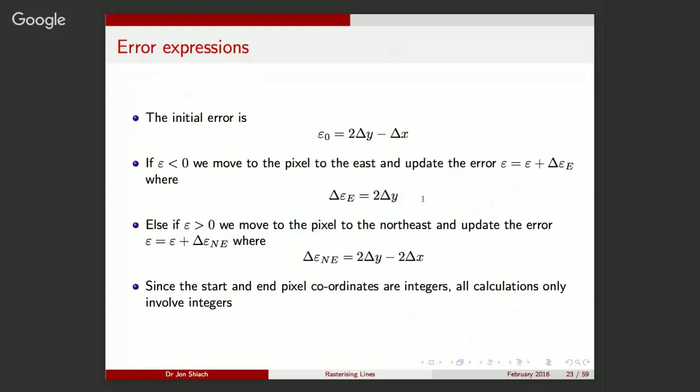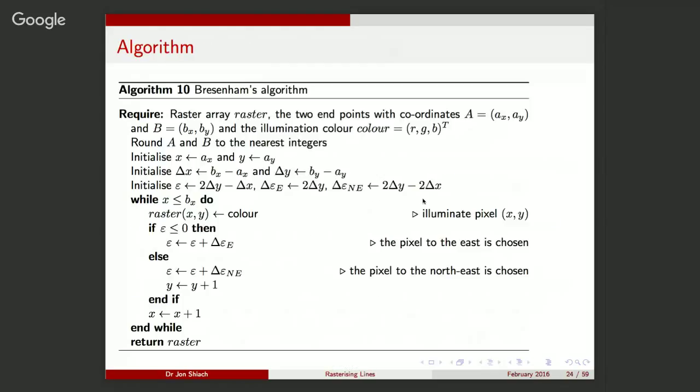Now, all these calculations, delta y, delta x, all the errors, are going to be whole numbers. We're never using any real numbers. So this is integer only, so it's very, very fast. Okay, that's the algorithm. Again, it's more complicated to read it in that way than doing it.